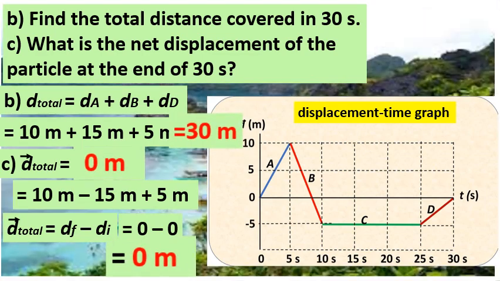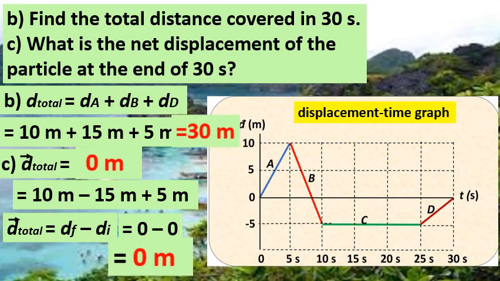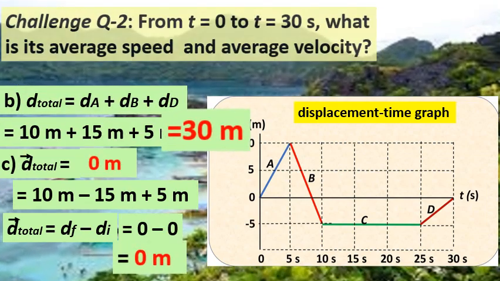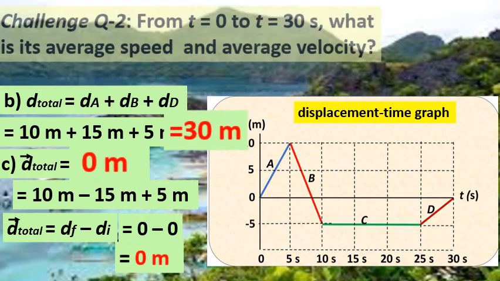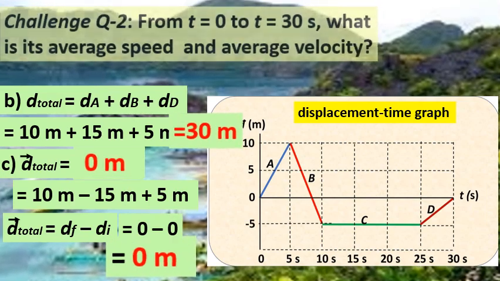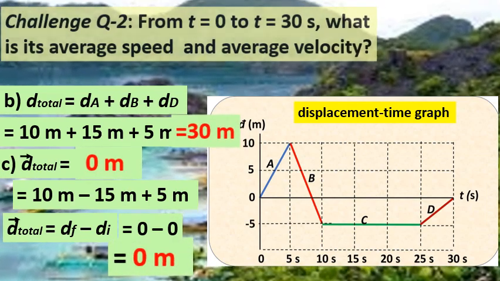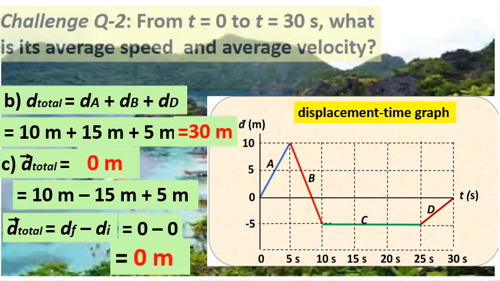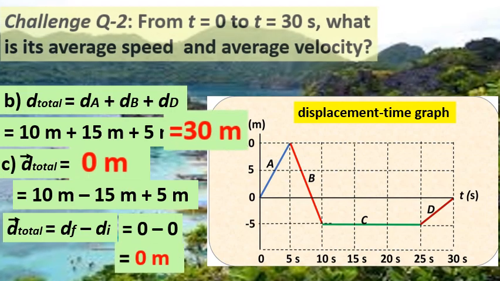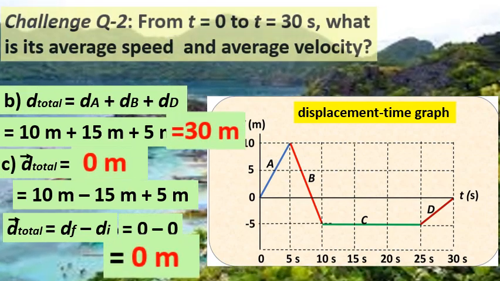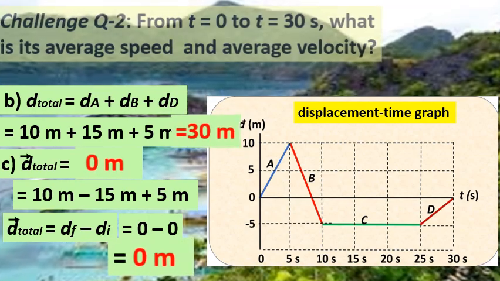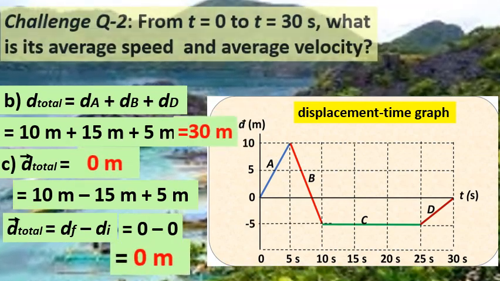Again, we have a challenge question for you. Suppose you're asked, from time equals 0 to time equals 30 seconds, what do you think is the average speed of the particle? And likewise, what is its average velocity? The same time interval, t equals 0 to t equals 30 seconds. Calculate for the average speed and the average velocity. If you have the answers, drop them in the comments.